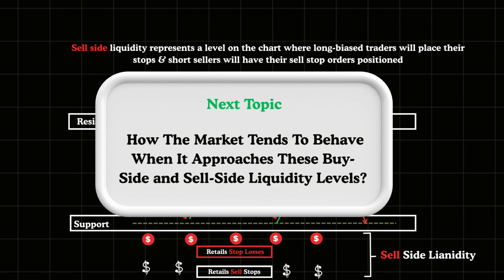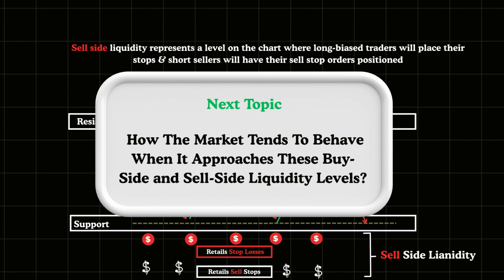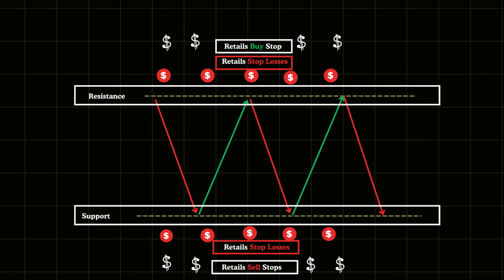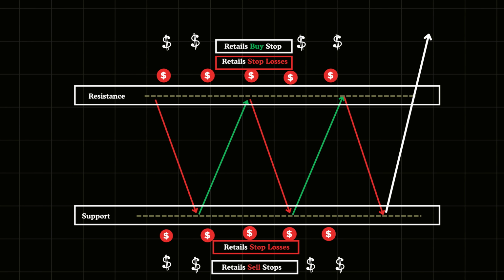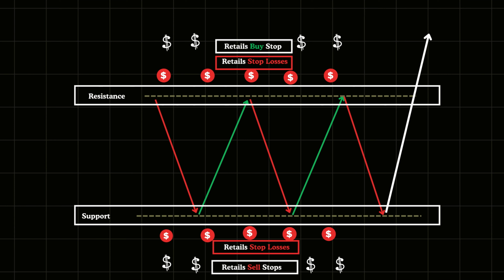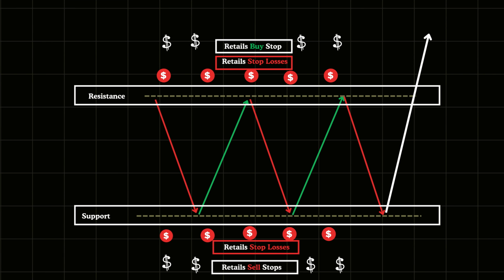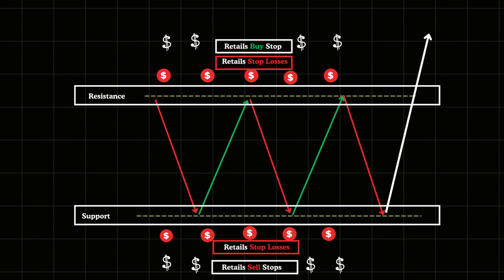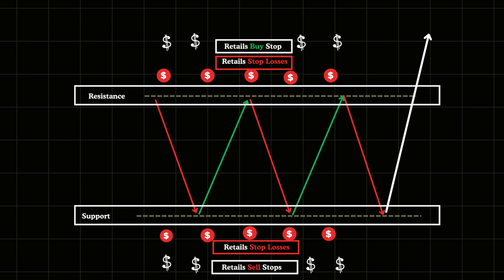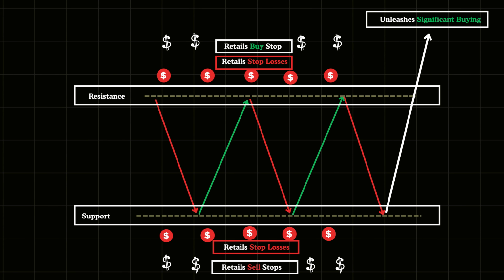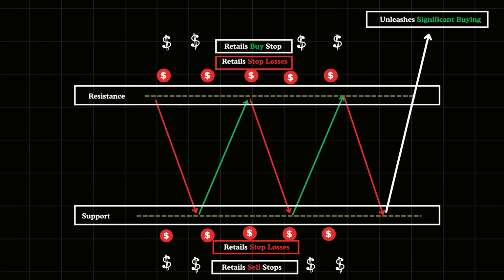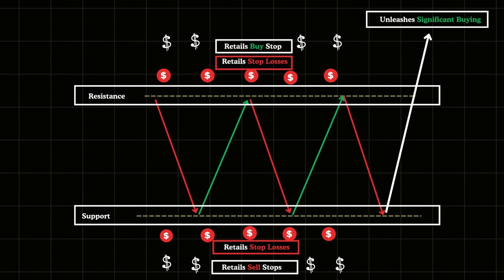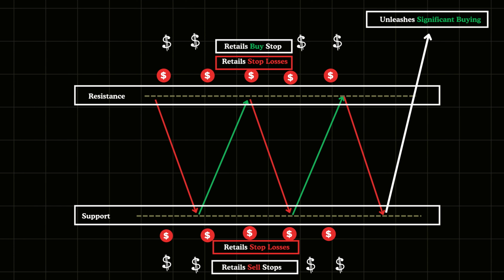Now, let's examine how the market tends to behave when it approaches these buy-side and sell-side liquidity levels. Let's consider a scenario where price is climbing toward equal highs, and retail traders begin selling as it approaches the resistance level, setting their stop losses just above it. If the price pushes higher and breaks past that resistance, it not only triggers the stop losses of those retail traders who went short, but also unleashes significant buying momentum as those short positions are forcefully closed. At the same time, it activates the buy stop orders of traders looking to enter long positions on a breakout.